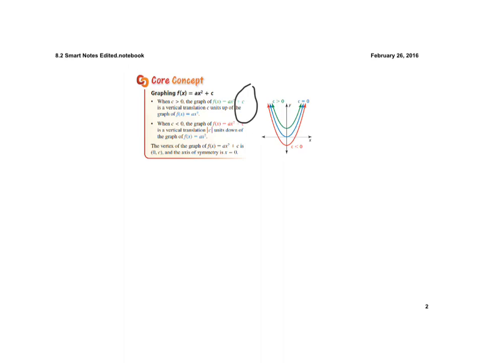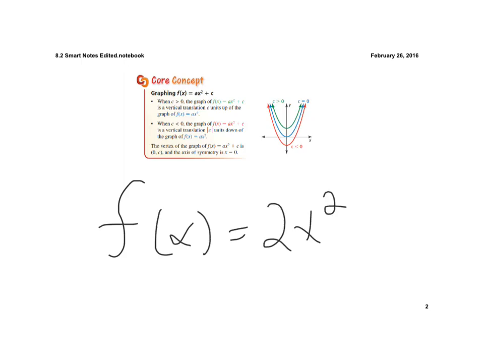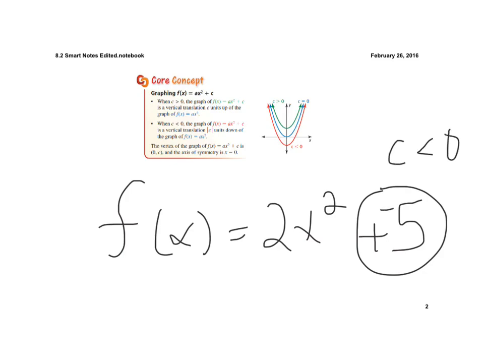Now, if the c is being subtracted or is a negative, as you can see here. If f of x was equal to 2x squared minus 5, this minus 5 would make it go down. If we wrote it as plus a negative 5, then c would be less than 0, and that would mean the graph would be shifted down 5 units.